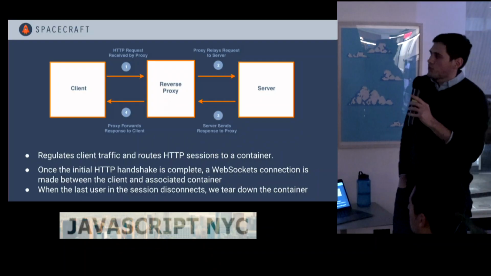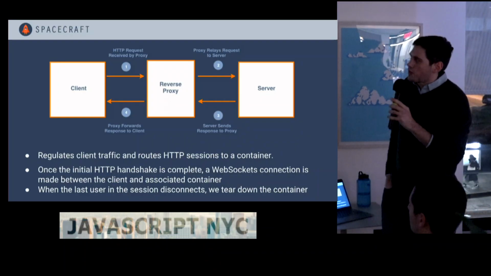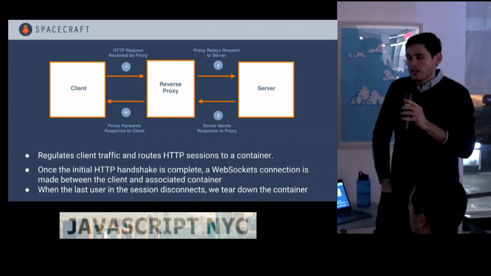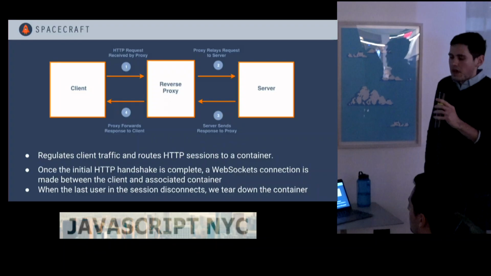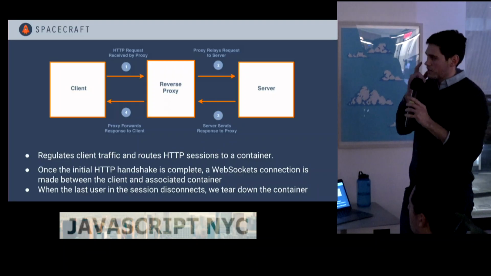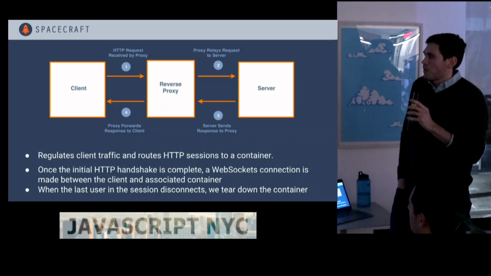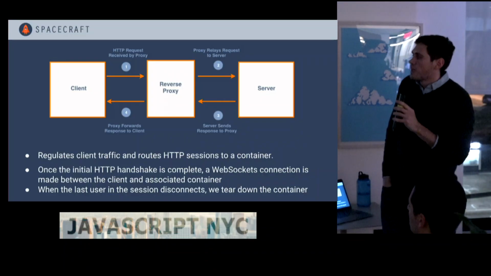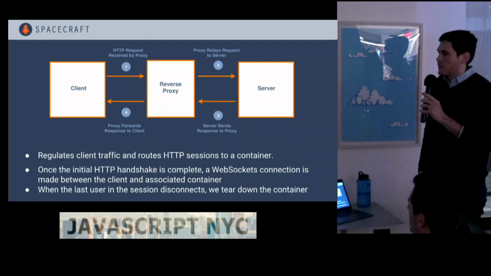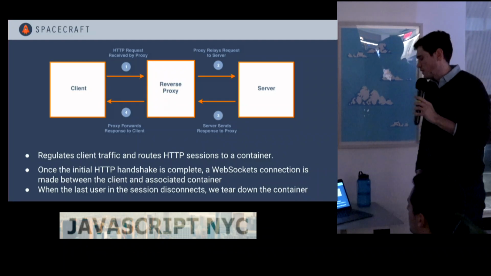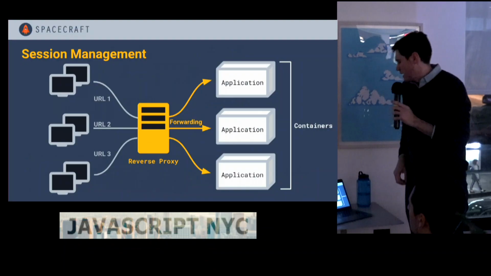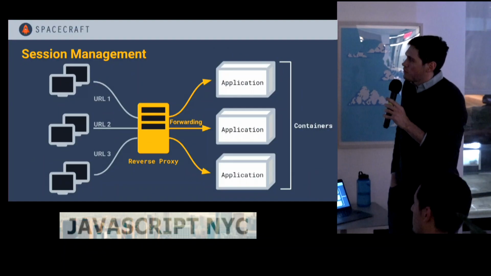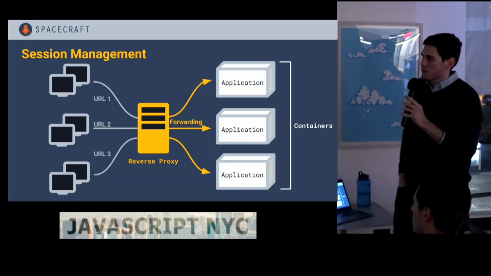And so here's how the flow works. The proxy server is going to receive the request from the client. It's going to relay to the server and get the IP address and port number for the container. And then through this WebSocket connection, it's going to set that up between the client and the container. And then when the last user in a container disconnects, then we can tear down the container. And yeah, here's just another image showing that between 3 groups of collaborating users, and they're all being forwarded to their appropriate container.